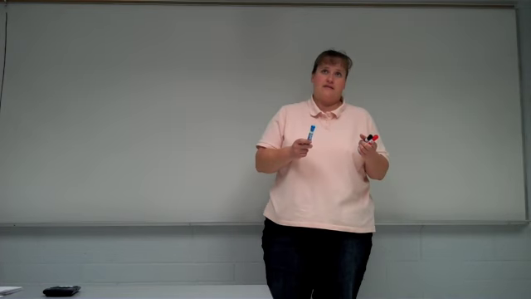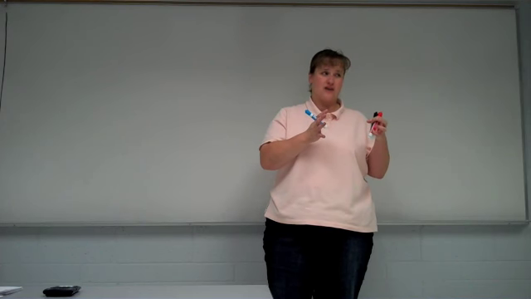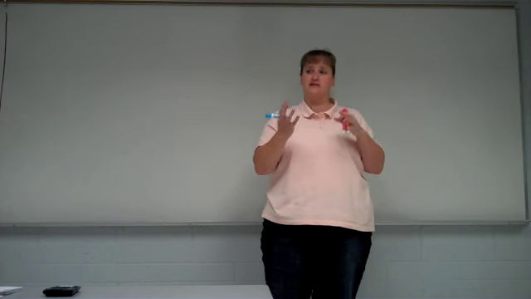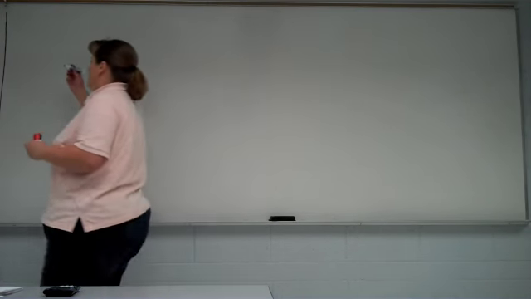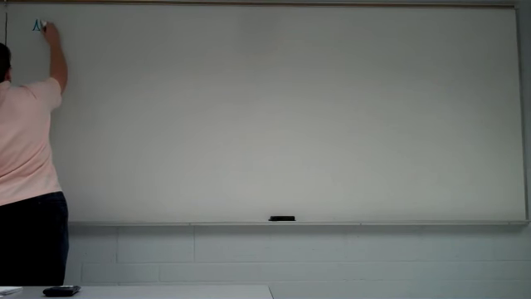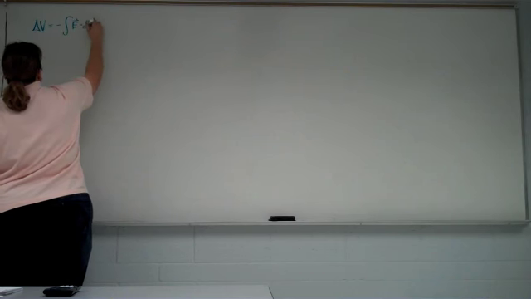So if we have an equation describing the electric field, we can integrate it and find the potential difference between any two points. Potential difference is the negative integral of E dot dr.